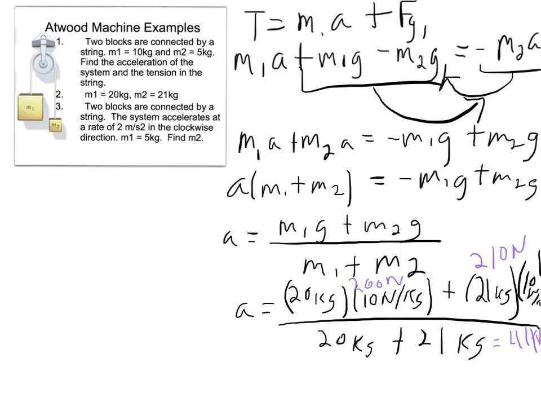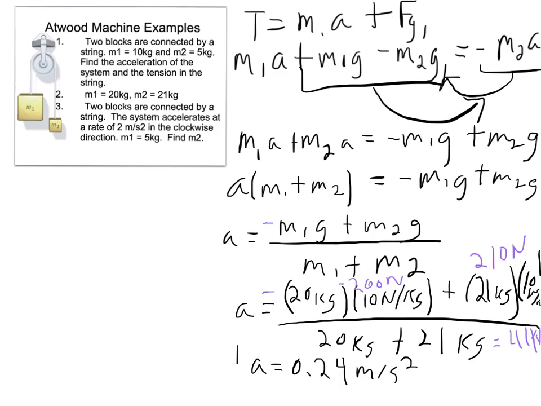You know what I realized I did? I dropped this negative right here. M1G is negative, so this is negative 200 newtons. So ultimately I have 10 newtons divided by 41 kilograms, and that gives me acceleration equals 0.24 meters per second squared.